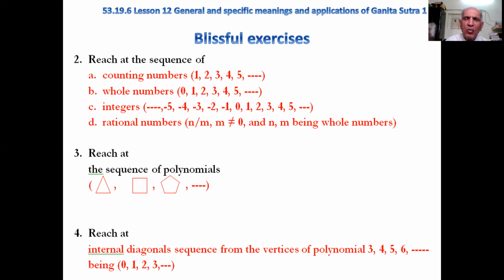A step ahead, one shall have a blissful exercise of having a reach at the internal diagonals sequence from the vertices of the polynomials 3, 4, 5, 6, and so on, being 0, 1, 2, 3, and so on. It is how from one sequence we'll be reaching at another sequence. One shall sit comfortably and permit the transcending mind to have a glimpse and imbibing of these blissful exercises, attainments.